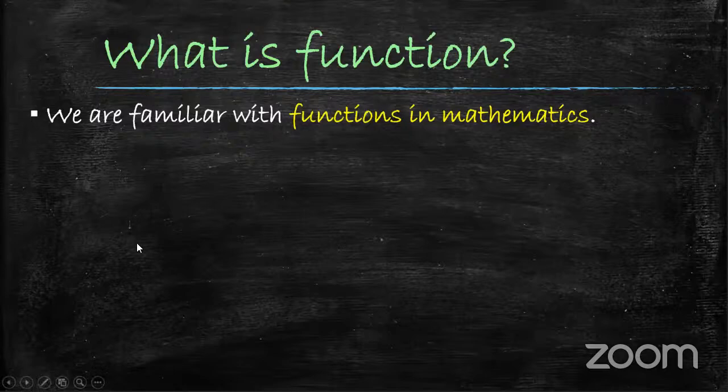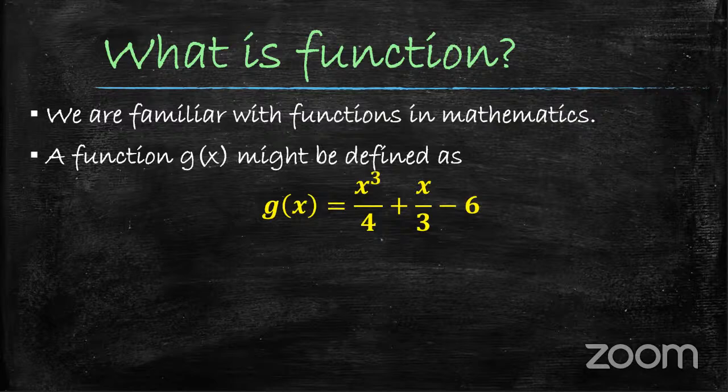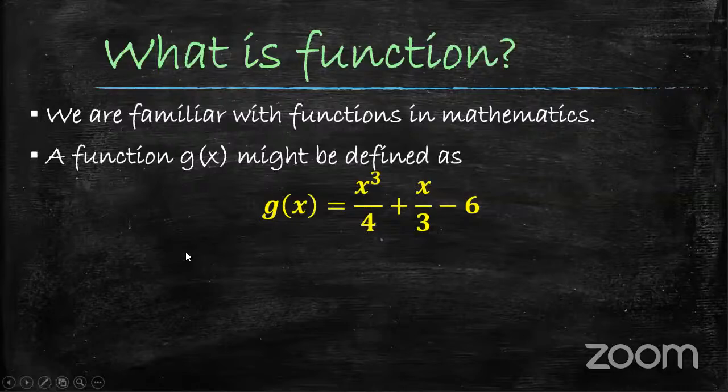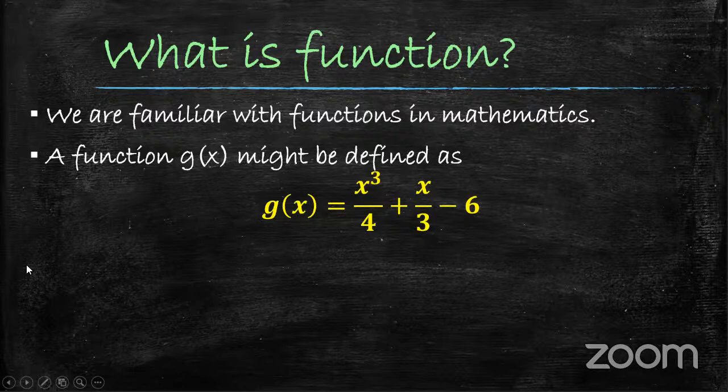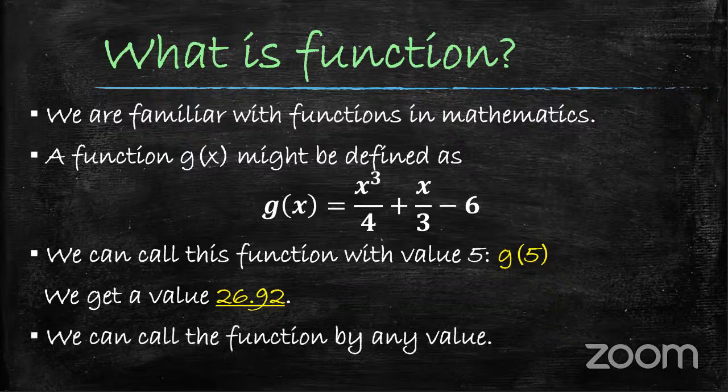So it looks like this. Say a simple function g(x). So g(x) is a function, and it has a mathematical operation: x cubed by 4 plus x by 3 minus 6. You provide an x value to the g(x) function, and it will give you some output, and the output is defined by this particular relationship. You give the input x, it does some operation on x, and gives you the output g(x). That is clear? Suppose we provide the function with a value 5, we'll get a value of 26.92.